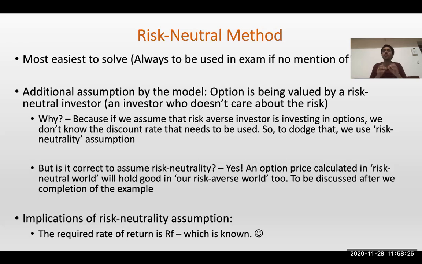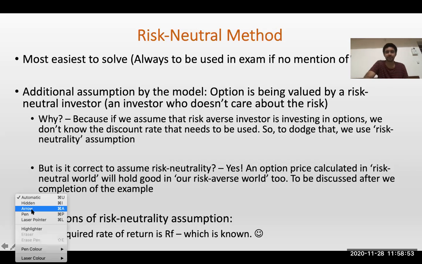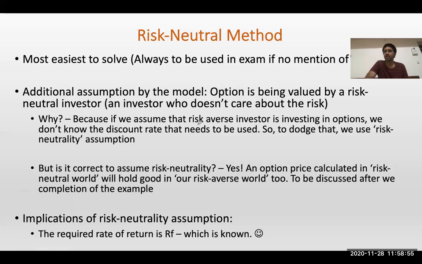Now in option valuation, we are making this third assumption in the risk neutral method, that the option is being valued by a risk neutral investor. And why are we making this assumption? Like I said, it's to dodge that problem that we had with the discount rate. A risk neutral investor always expects the risk-free rate of return. So like I've written over here, if we assume that the investor is risk averse, then we do not know the discount rate that needs to be used. To dodge that, we use the risk neutrality assumption.